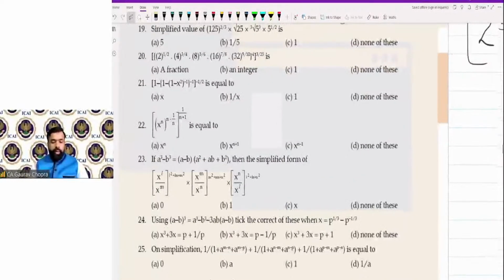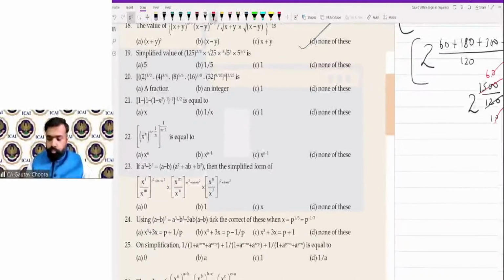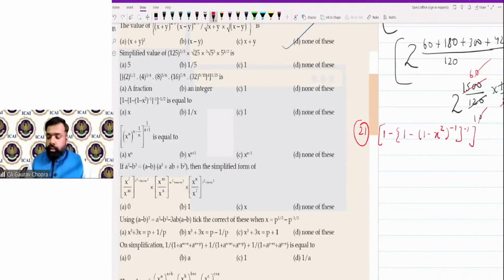Now let's try 21 also. For 21, it is bracket 1 minus, bracket 1 minus, then again bracket 1 minus x square, whole to the power of minus 1, then again power minus 1, and then power is minus half. So this time there are 3 different brackets.